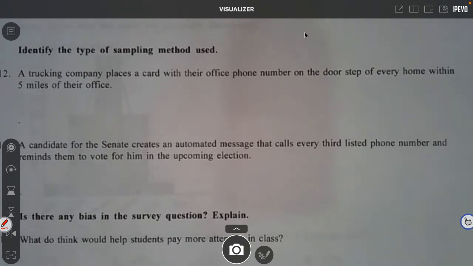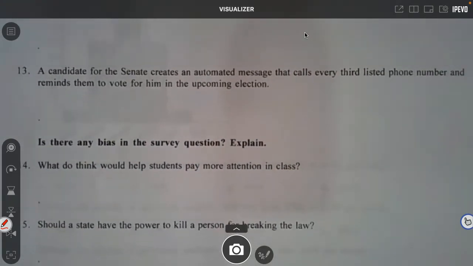So we don't have to explain that one. The next one. A candidate for the Senate creates an automated message that calls every third listed phone number. Every third. Systematic. Yeah, that's what I meant. I'm not good at this.